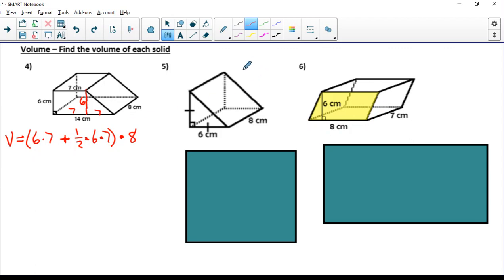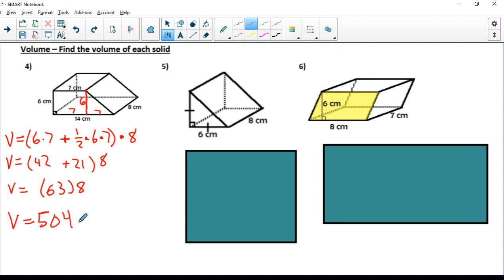So this is the setup. The hardest step here is just making sure you have everything set up correctly to go through with the next step. 6 times 7 is 42. 1/2 times 6 times 7 gives me 21. And I'm going to multiply that times the height, which again was 8. So let's add these together: 42 plus 21 is 63. I'll bring down the 8 for the height. We multiply these together for our last step: 63 times 8 gives me 504. Our units here were centimeters. With volume, we end up with cubic centimeters.